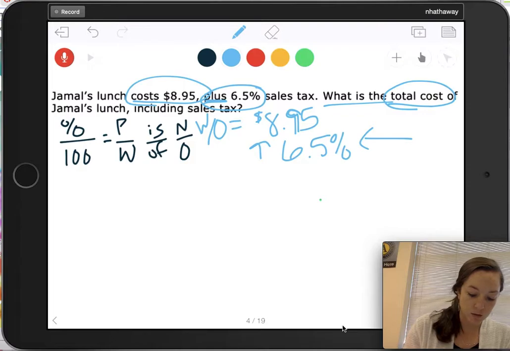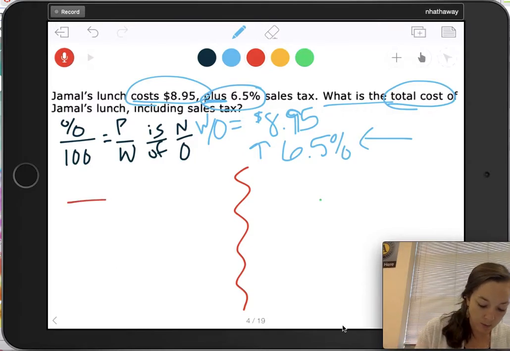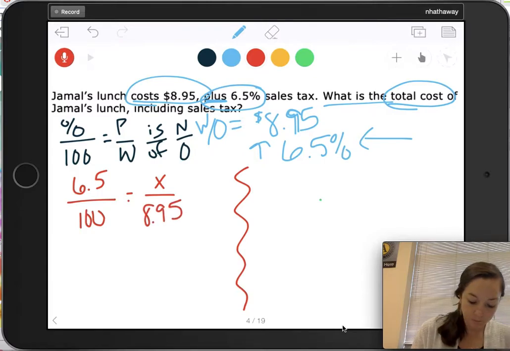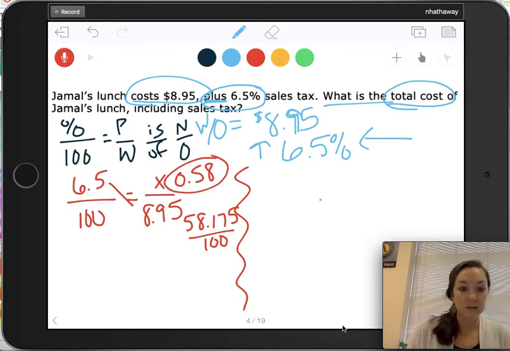So there's two ways that we could do this. The first way is we could find 6.5% of that whole. So I would say 6.5 over 100 is equal to something over 895. Again, when we solve these, we cross multiply and divide. So 6.5 times 8.95, I would get 58.175. And then I would divide that by 100 to get 0.58175. But I'm going to round to two decimal places, so I'm going to just keep it at 0.58.